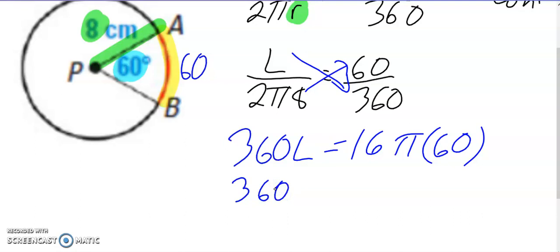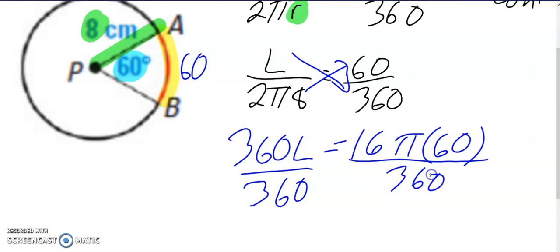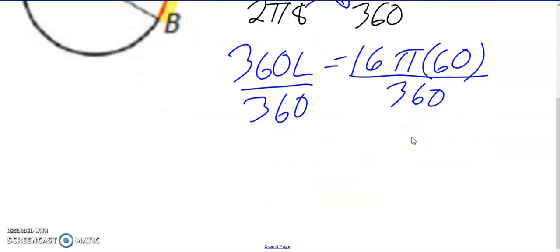360L. You know what? I'm going to be clever here. I'm going to divide both sides by 360 so I get the L by itself. I know what you're thinking. Mr. Gilbertson, why didn't you go ahead and multiply those? I'm going to show you why in a moment. I could have said 16 times 60. I have no idea what 16 times 60 is, though, so I'm not going to.